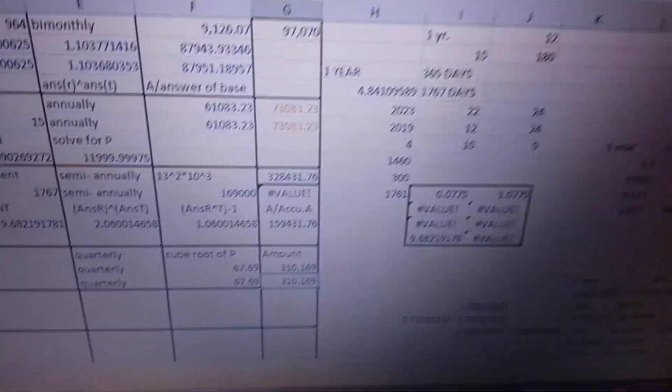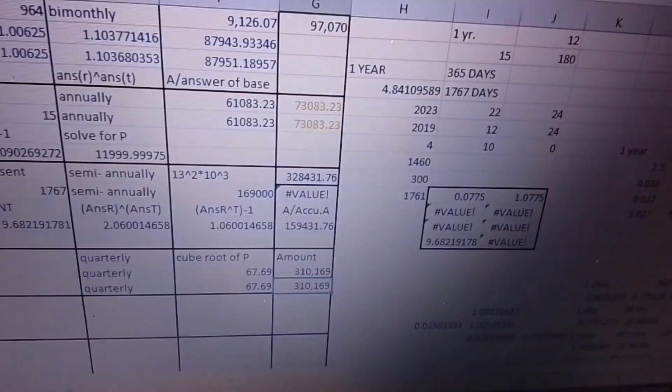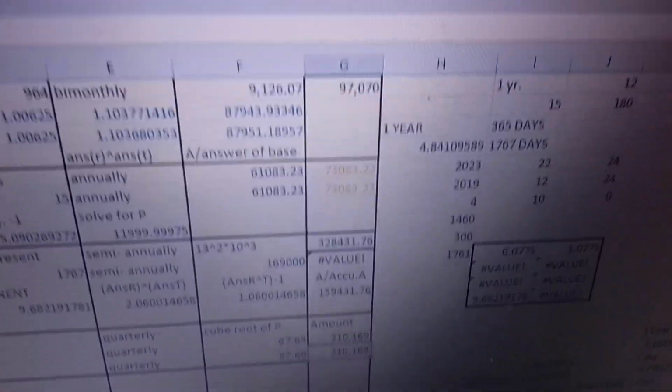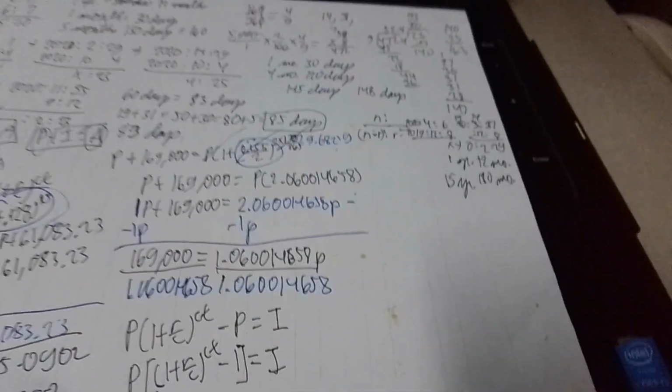Now that we collected every variable needed, it's time to solve for the time. So how do we solve for the time? Because you remember, our formula goes like this. Let me write it again. Going back to my formula that I wrote here. Diba, remember, we have P times (1 plus R divided by C) raised to CT is equivalent to A.